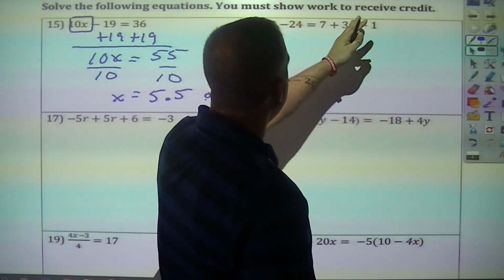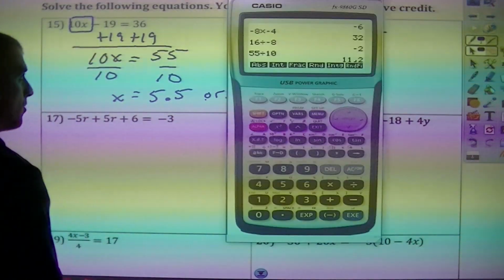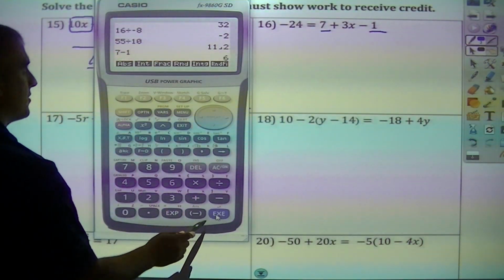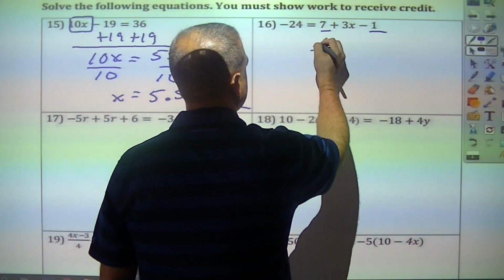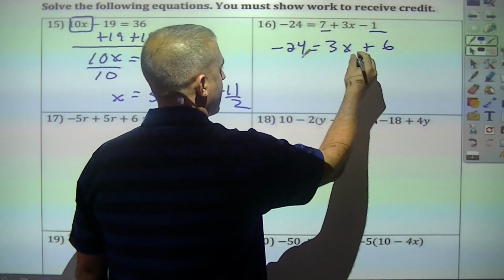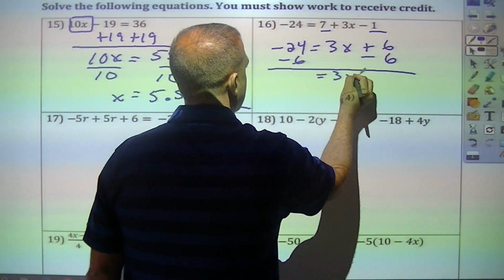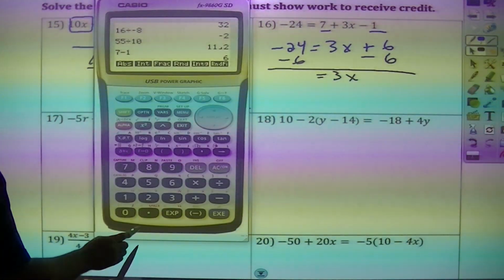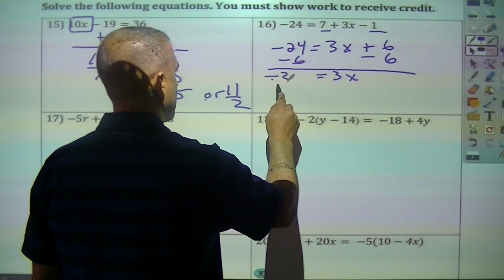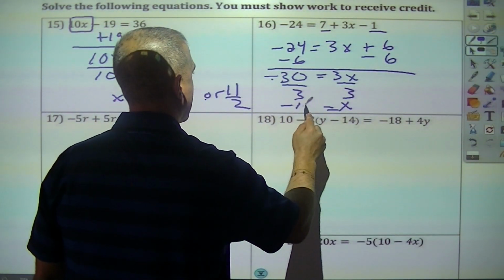I look on this side. Are there any like terms? This and this are like terms. So before I can go any further, I have to combine the like ones. So I got 3x plus 6, equals -24. I got to get rid of this 6 by subtraction. It's 3x on that side. I got -24 minus 6 is -30. If I divide both sides by 3, I get x equals -10.